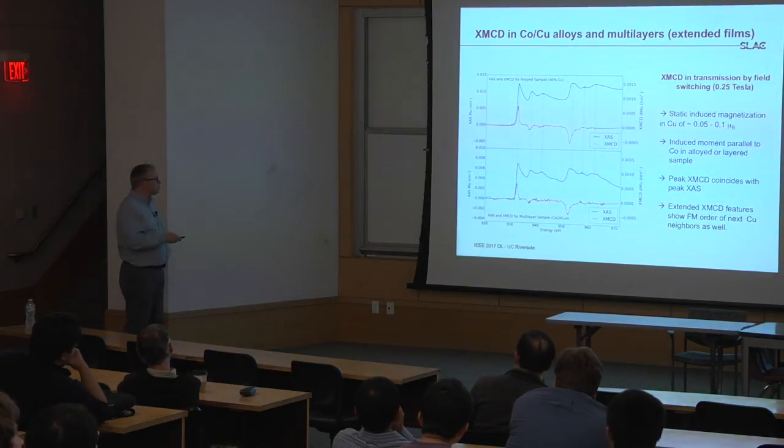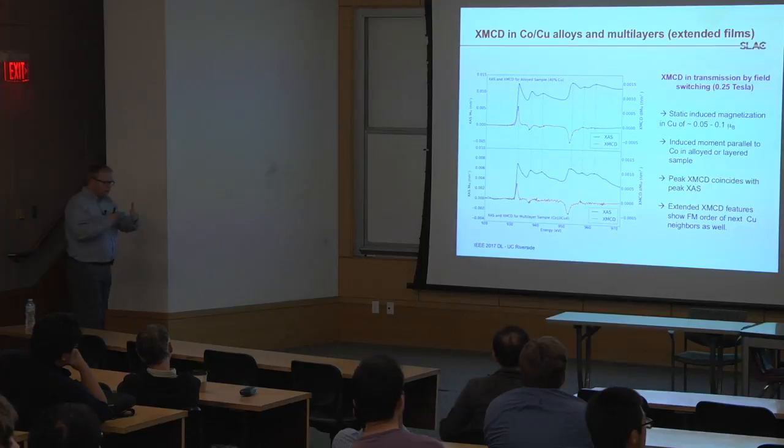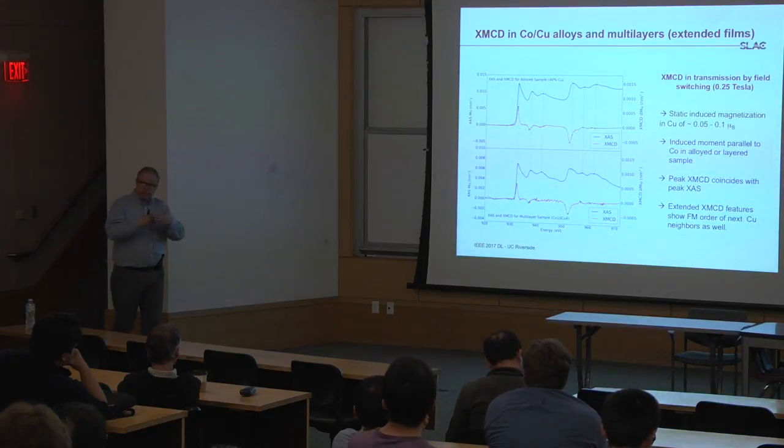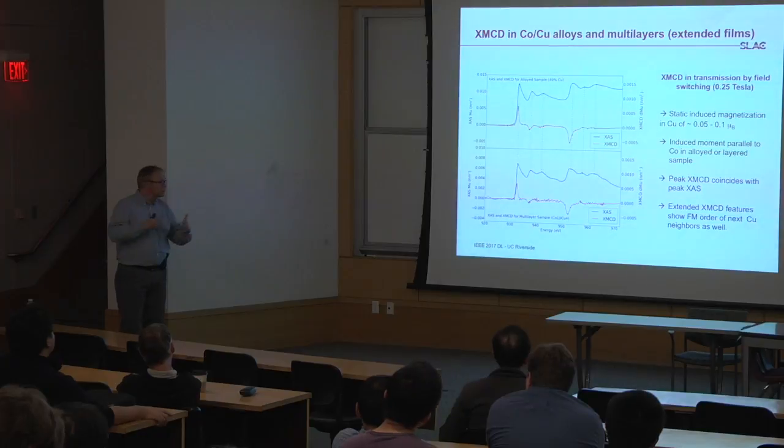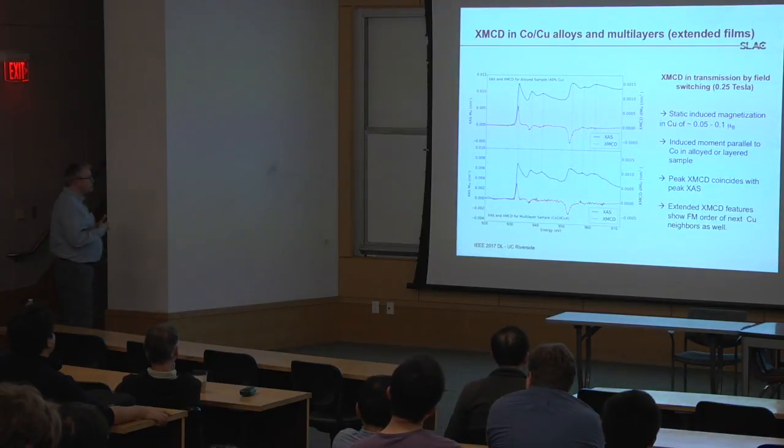And actually it doesn't matter whether you have an alloyed sample or a multilayered sample, we see this XMCD in both cases. It means that by bringing non-magnetic copper next to magnetic cobalt, you will have a ferromagnetic spin polarization across these copper atoms, and you can see them.